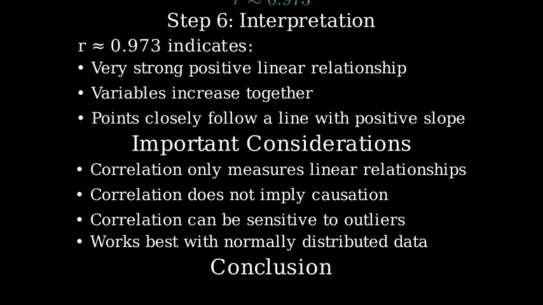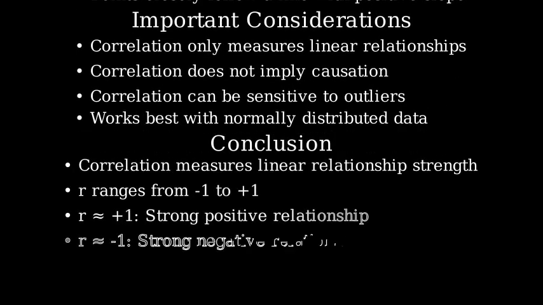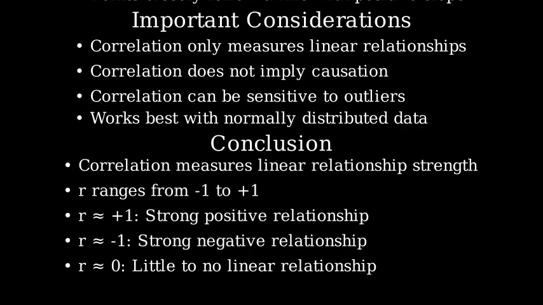In conclusion, correlation analysis is a powerful tool for understanding the relationship between two variables. We've learned how to calculate the Pearson correlation coefficient and interpret its value. Remember that a value close to +1 indicates a strong positive relationship, a value close to -1 indicates a strong negative relationship, and a value near 0 suggests little to no linear relationship.